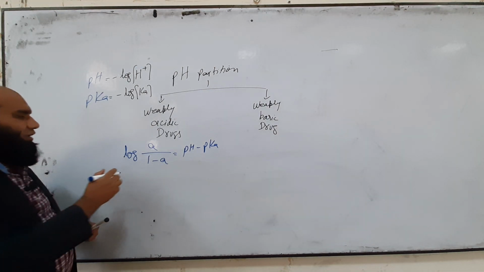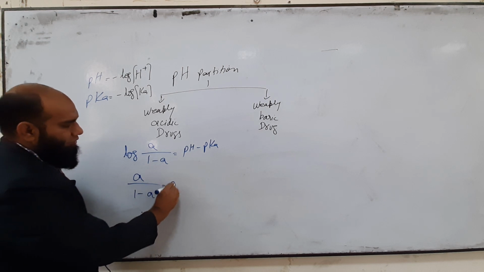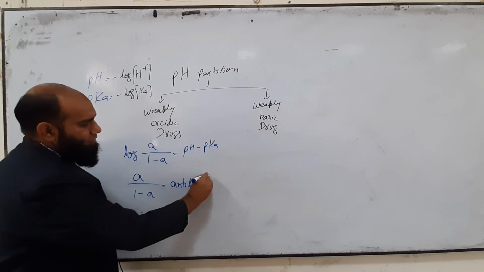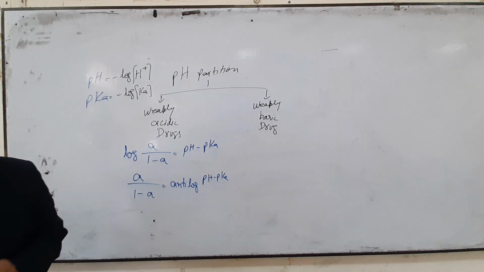Okay, can we take the anti-log? Yes. Then the formula is 1 minus A is equal to anti-log of pH minus pKa. Why are we studying this?